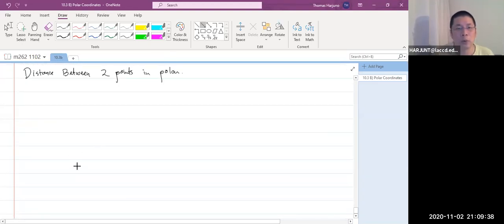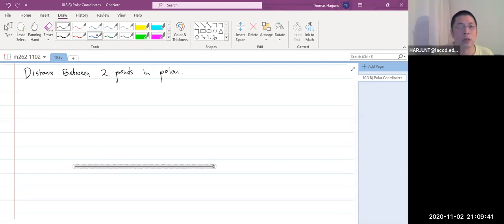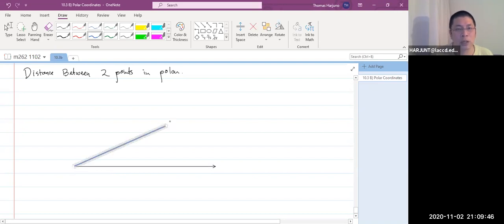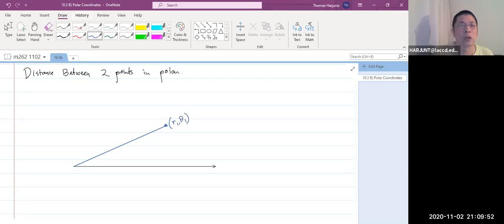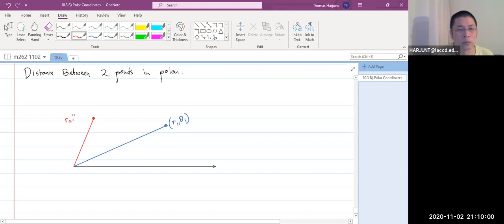Suppose this is my pole, and we have two coordinates. Let's say this one is r1 theta 1, and this coordinate is r2 theta 2. The question is, what is the distance between these two coordinates? Actually, the idea is quite simple. We will use law of cosine, in which the angle here is theta 2 minus theta 1.